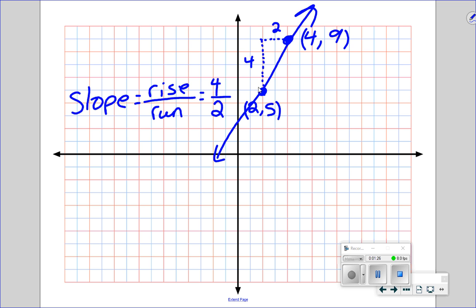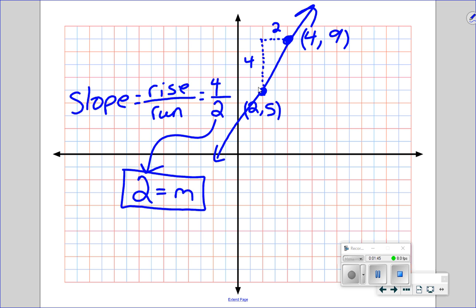And we always go from the leftmost point to the rightmost point, and that just makes it easier. So my slope is 4 over 2, which we do have to simplify. 4 over 2 is just 2, and that's your slope. Remember, m is an abbreviation for slope. It's the variable we use to represent slope. So the slope of this line is 2.